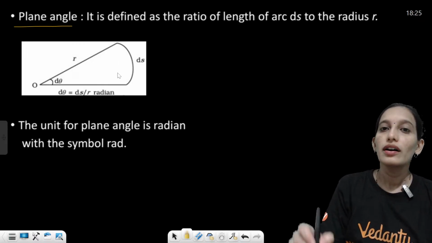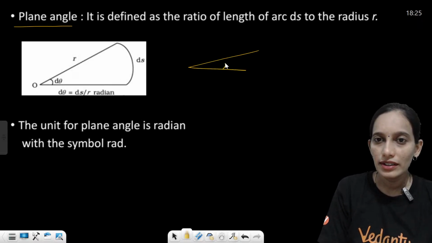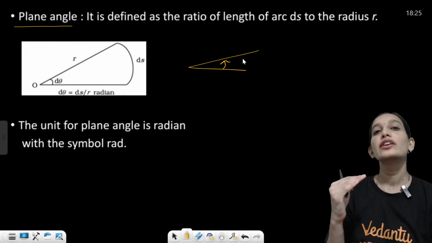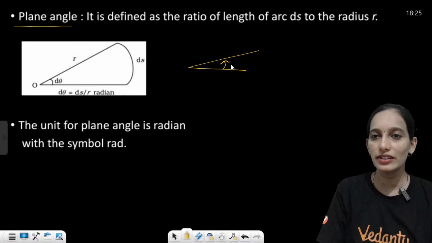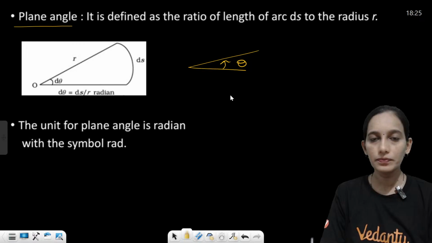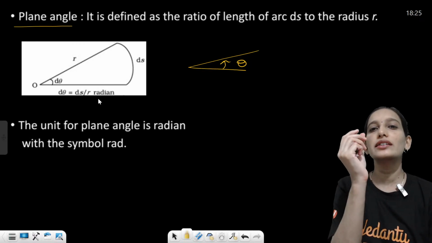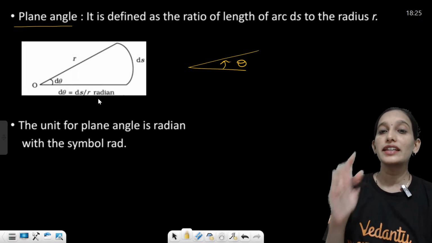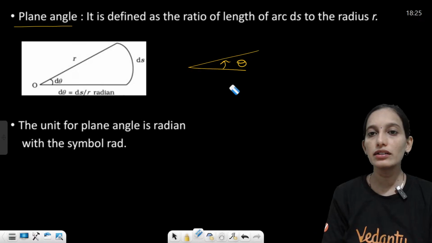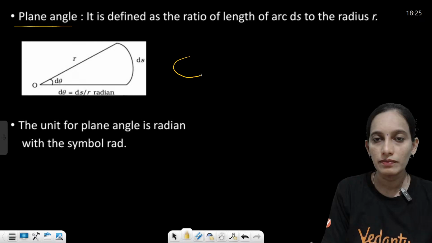So angle means the inclination between two lines. That is the general definition, which I can denote by theta. But how can we define a unit like an angle properly? For that, the base we have taken is a circle. So we draw a circle here.